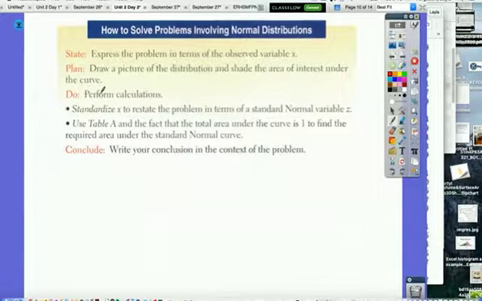The third step is to do, so you're going to perform the calculation. You're going to standardize x, basically find the z, and then you are going to use the table and the fact that the total area under the curve is 1 to find the required area under the standard normal curve. And the last thing you're going to do is conclude, or write your conclusions in the context of the problem.